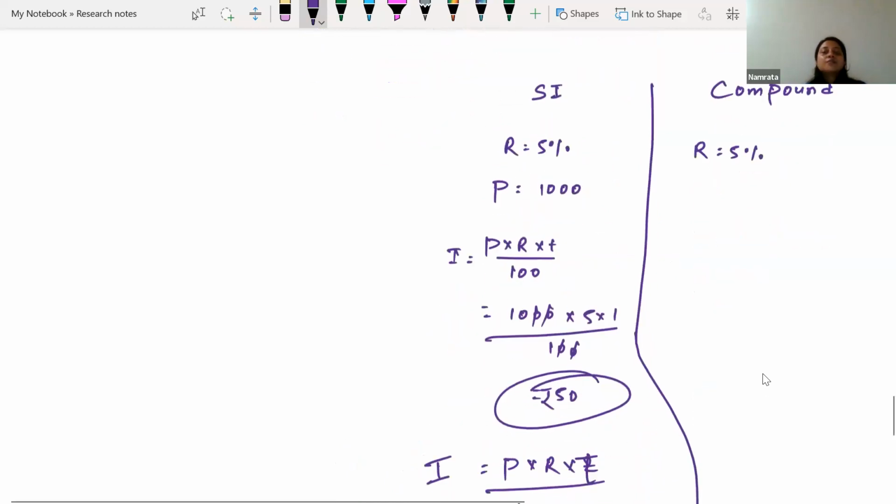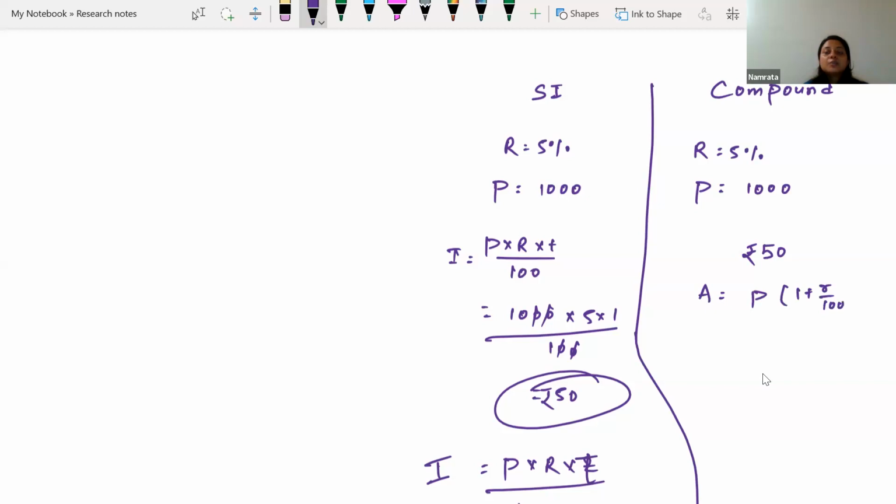So if the rate is 5%, and the principal is again the same 1,000 rupees, and we have to find the compound interest, for the first year it will be just like the simple interest, that is 50 rupees. You can calculate it with the help of the compound interest formula also. The amount will be equal to P(1 + R/100)^n.